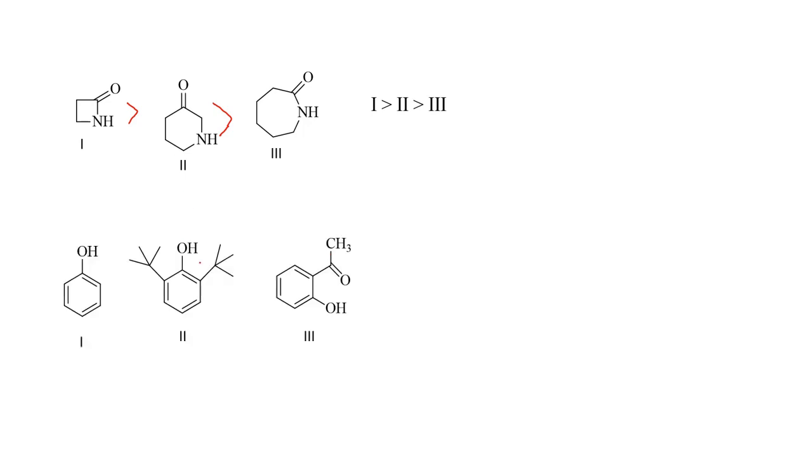Then see these molecules. This is also very important. This is phenol. This has a tertiary butyl group at the ortho positions, second and sixth. This is ortho-hydroxyacetophenone. This is the OH stretch. How do you distinguish between these three molecules?